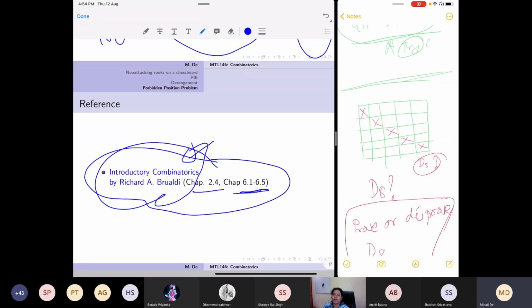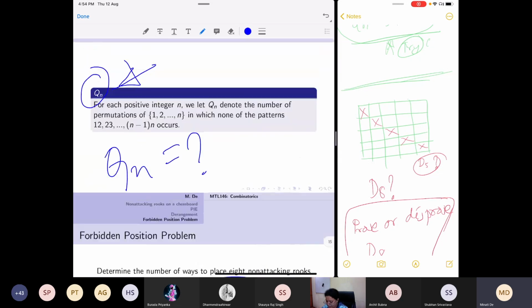Any other question you have? If not, let us conclude today. So we have learned what? Mainly we learned basic concepts like principle of addition, multiplication, subtraction that we have used, and also principle of inclusion-exclusion. And we have learned derangement and how to use principle of inclusion-exclusion to solve some forbidden position problems, right?